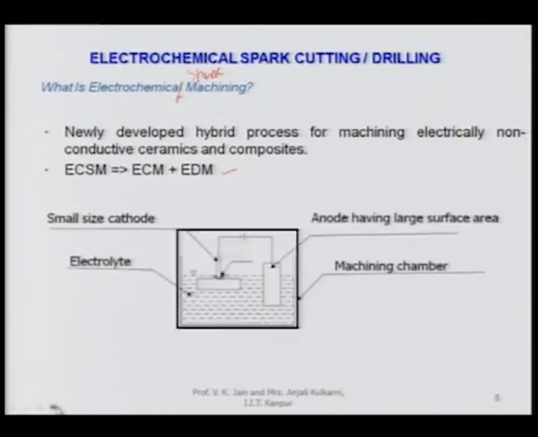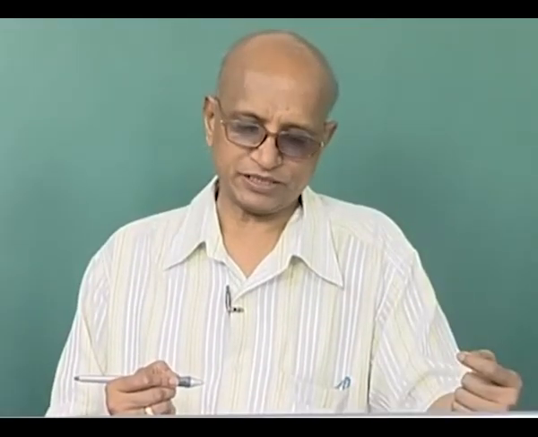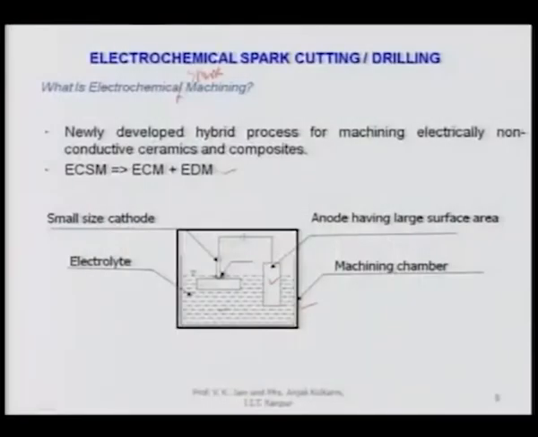This figure indicates the working principle of electrochemical spark machining process. You can see there is a machining chamber, and this chamber is filled with the electrolyte. You can use various kinds of electrolytes as we have discussed in case of electrochemical machining process. And then you have an anode which is of quite large size compared to the cathode as shown over here.